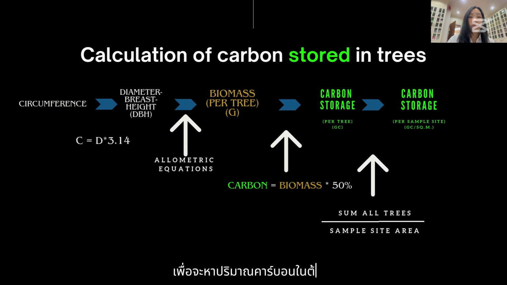In order to find out the circumference, we multiply the diameter by pi and put it into an allometric equation. We can find out the carbon storage by multiplying the biomass by 50%, which is basically 1/2 of the biomass. And to find the carbon storage per sample site, we have to take the sum of all trees divided by the sample site area.